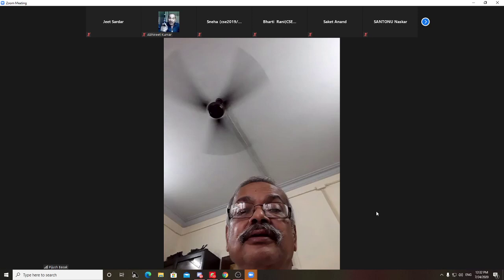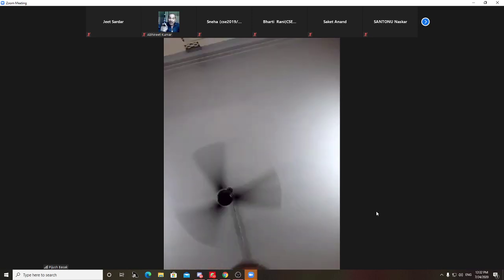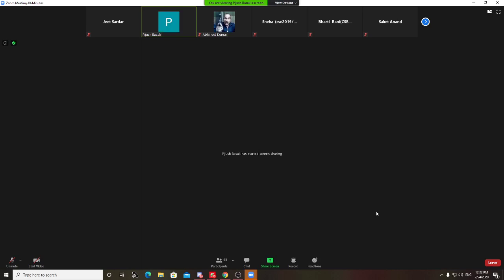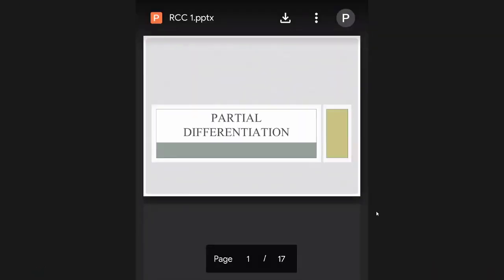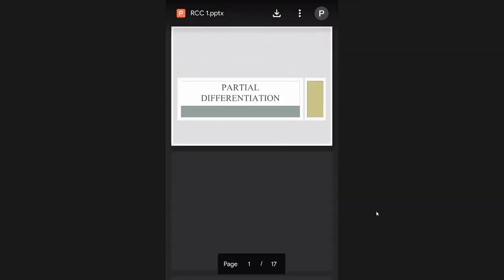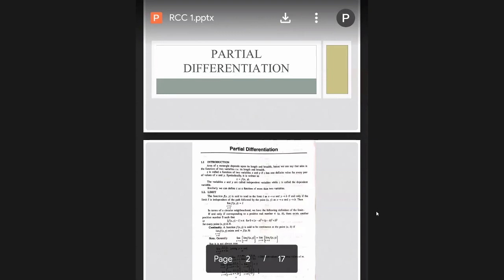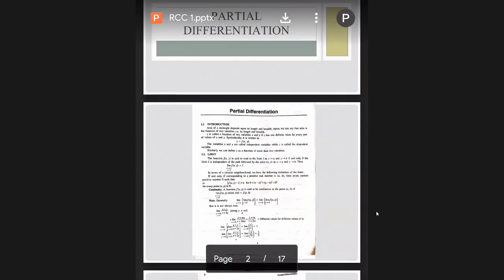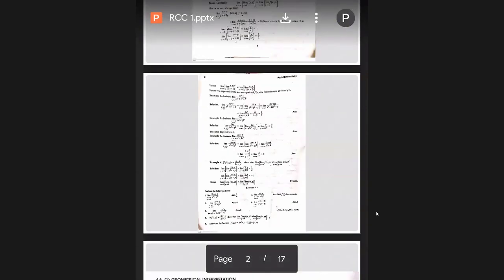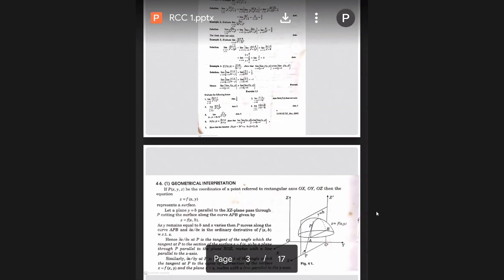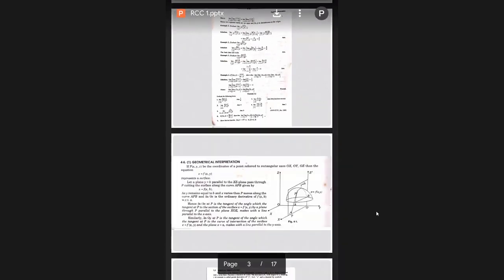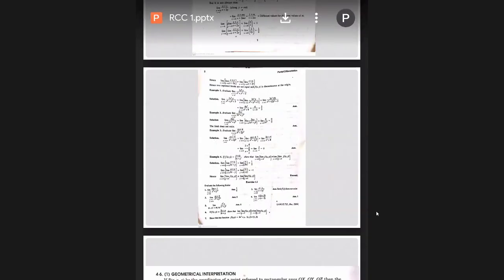Just sharing the screen, coming to the same point. Okay, coming to the second page. I'll come to the third page. Before that, I'll have to explain the second page.